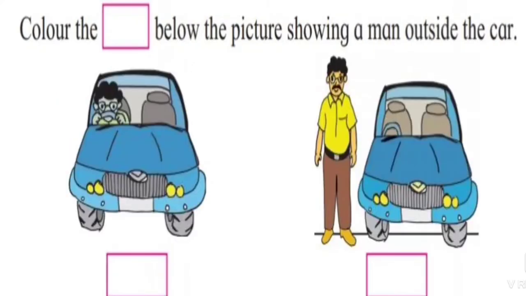See the next picture. Color the box below the picture showing a man outside the car. In which picture is the man outside the car? In the first picture, the man is in the car, and in the second picture, the man is outside the car. So we have to color the box below the man outside the car. We will color this box. Understood? Very good. In, out.